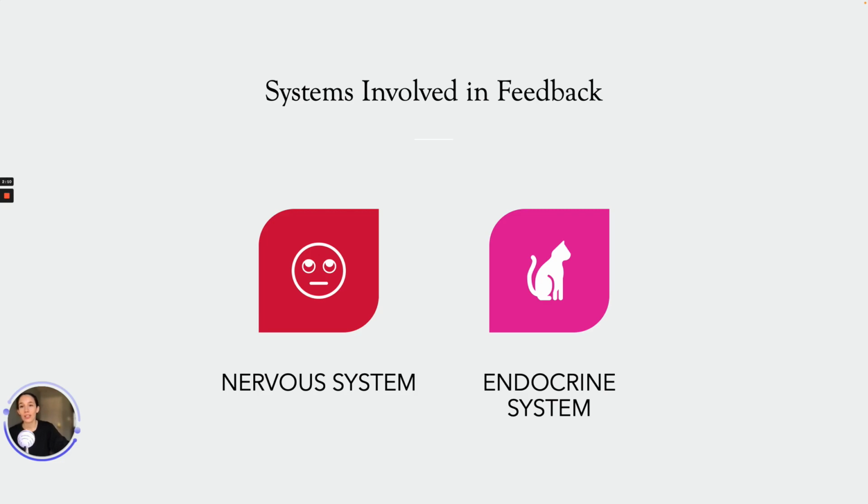Systems involved in feedback are the nervous system, which regulates homeostasis by sensing system deviations and sending nerve impulses to appropriate organs, and the endocrine system, which uses the release and action of hormones to maintain homeostasis.